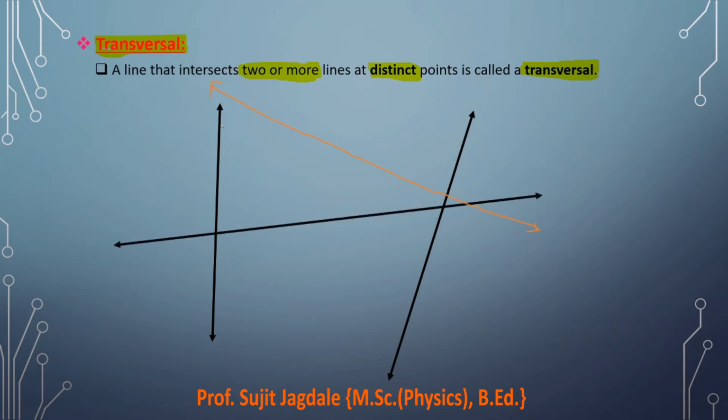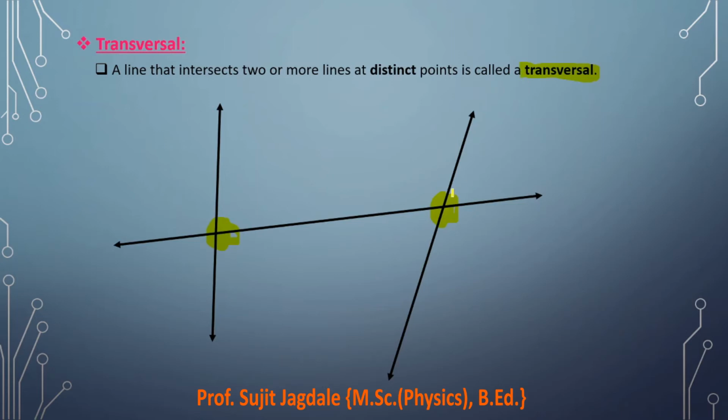But if I draw a line which is intersecting both the lines, then it is referred to as a transversal. And you can see here it is intersecting those 2 lines at 2 distinct, that means 2 different points, so it is referred to as a transversal. So this line is referred to as a transversal.